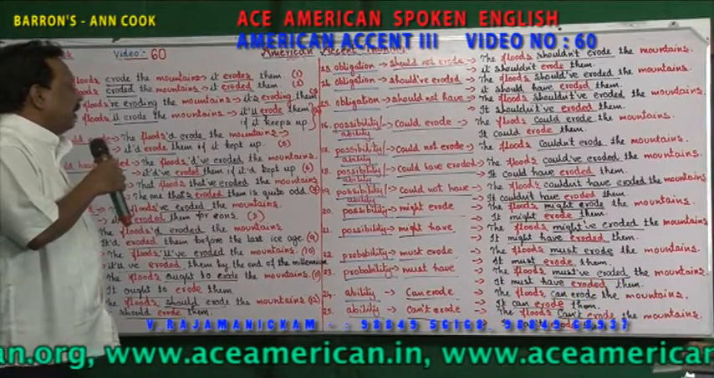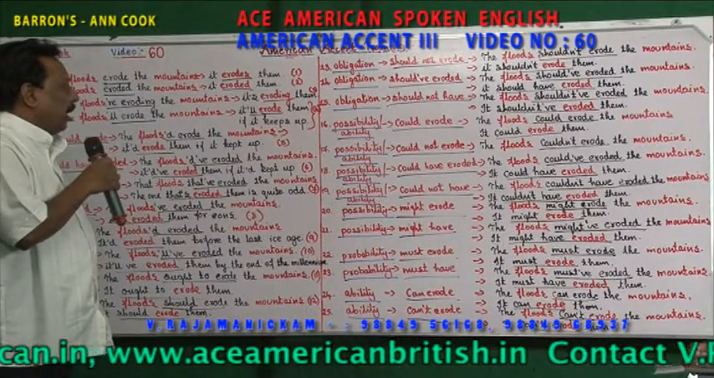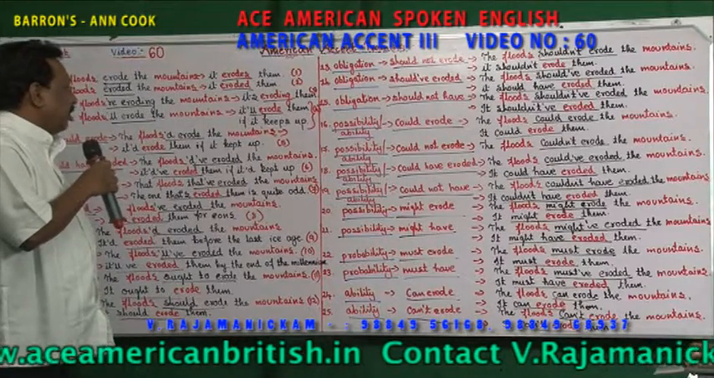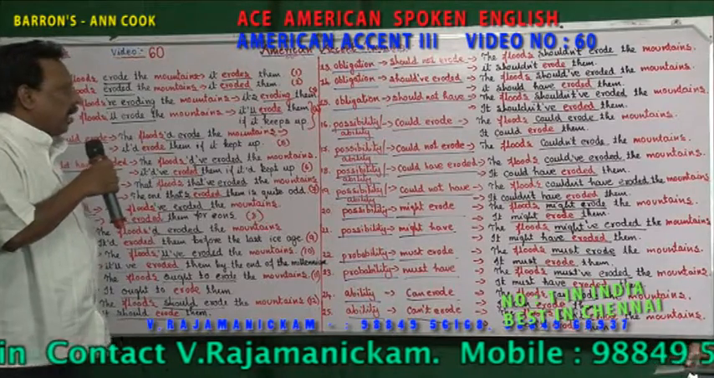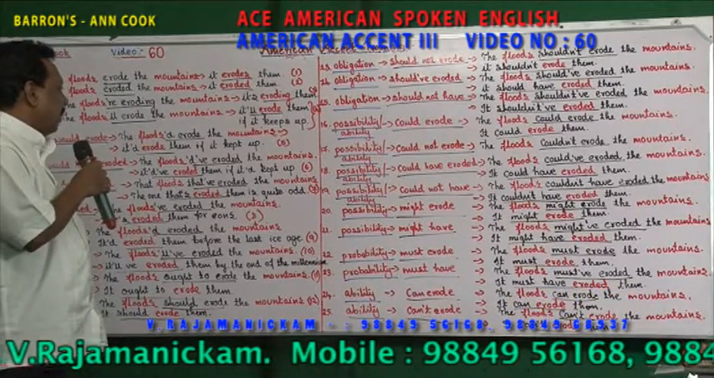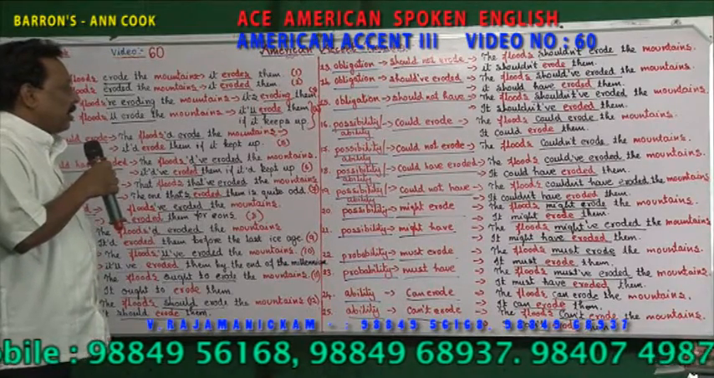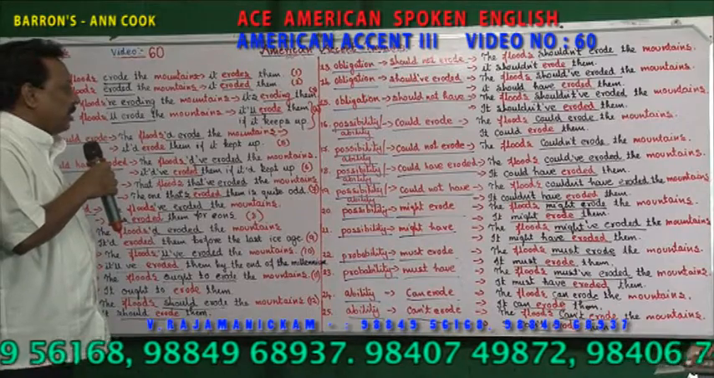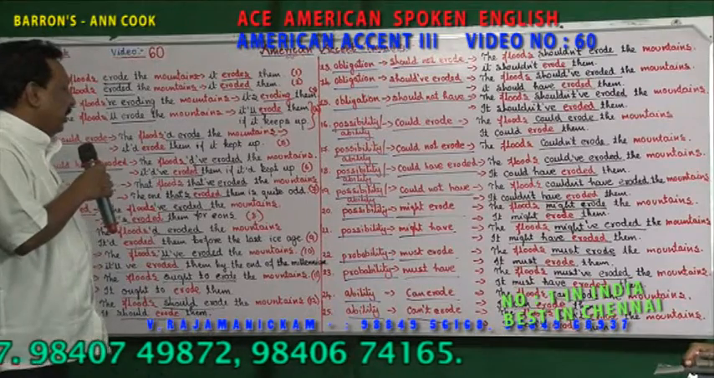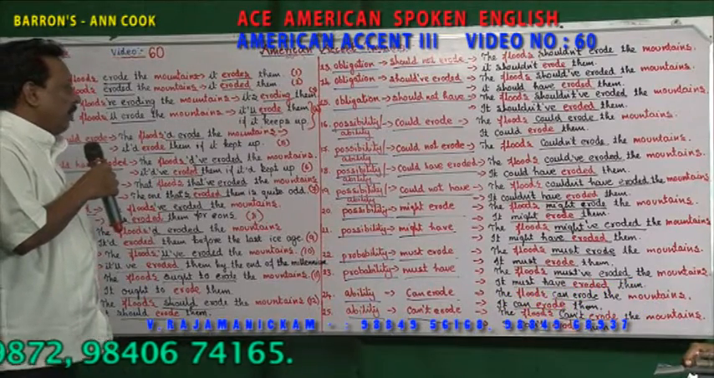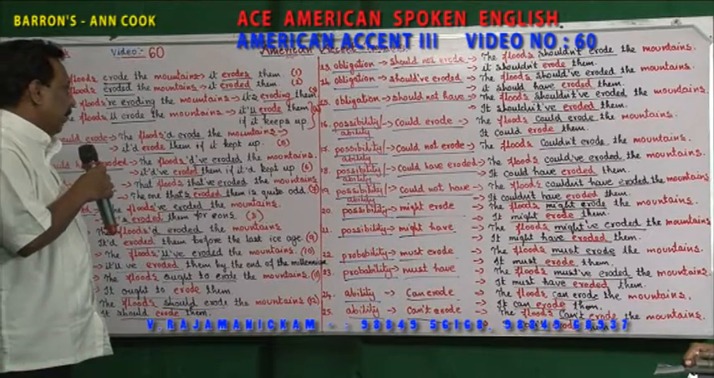Possibility and ability: could erode. The floods could erode the mountains. It could erode them. Possibility, ability: could not erode. The floods could not erode the mountains. Possibility, ability: could have eroded. The floods could have eroded the mountains. It could have eroded them. Possibility, ability: could not have. The floods couldn't have eroded the mountains. It couldn't have eroded them.